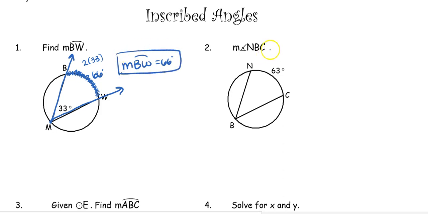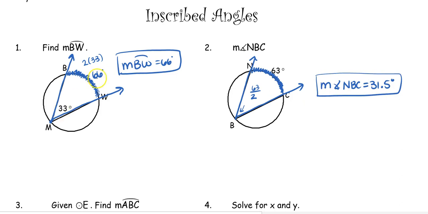We go to number 2. I want to find the measure of angle NBC. So from N to B to C, I want to find this angle right here, and that's connected to this intercepted arc. That's the arc formed by those rays of that angle. This time I'm going from the arc to the angle, so I'm getting smaller. They are related. It is exactly half. So I take 63, I cut it in half, and we find the measure of angle NBC is 31.5 degrees.